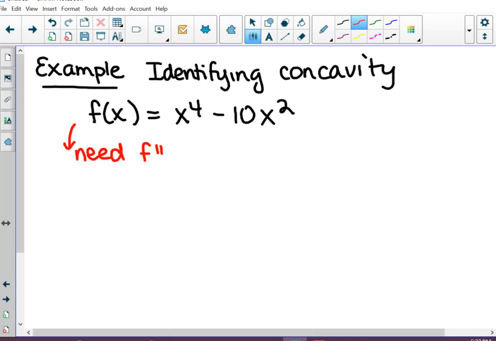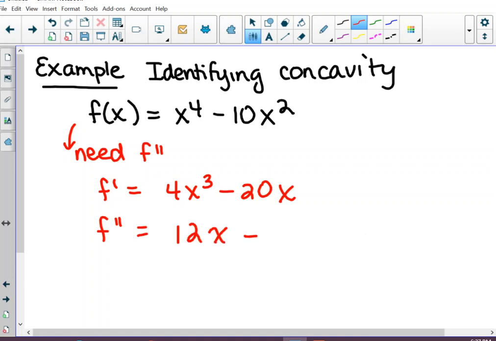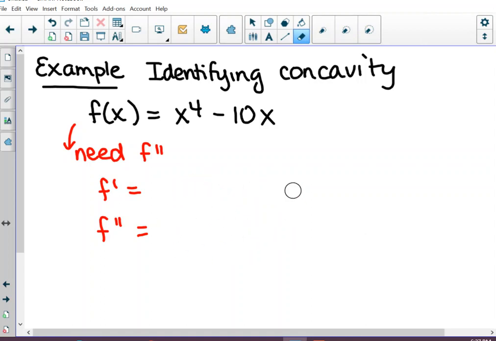In order to identify concavity, I need the second derivative. All right, so first derivative. Second derivative. Oops. I lied. I'm going to change this. Everyone's like, no. Why? Because I want it to work a certain way. Sorry. Let's do that. I know you'll forgive me.